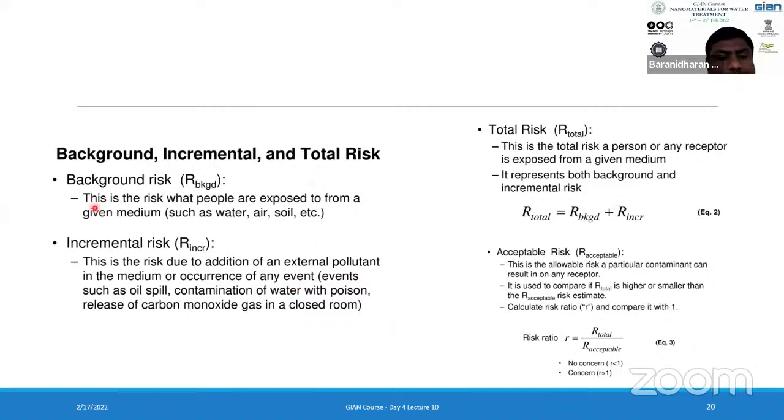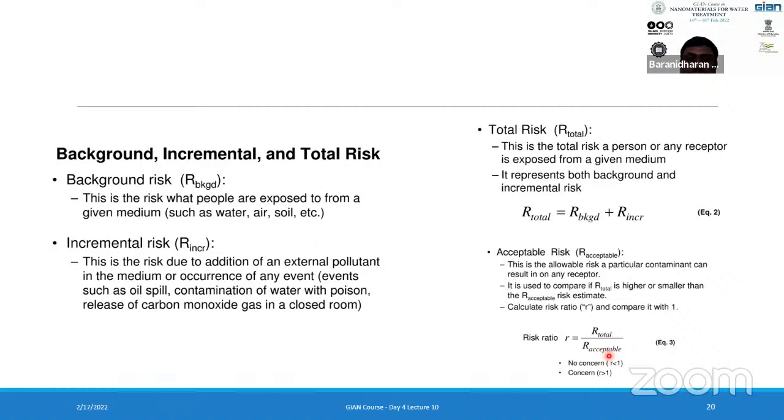Total risk is the summation of the background as well as the incremental risk. Acceptable risk: what is acceptable? This is the total risk that you have. What is the acceptable risk? It is the allowable risk particular to the contaminant, and it can result from any receptor. The risk ratio is R total, that is, the combination of both the background and incremental risk, divided by R acceptable. If this value is less than 1, then it is of no concern.